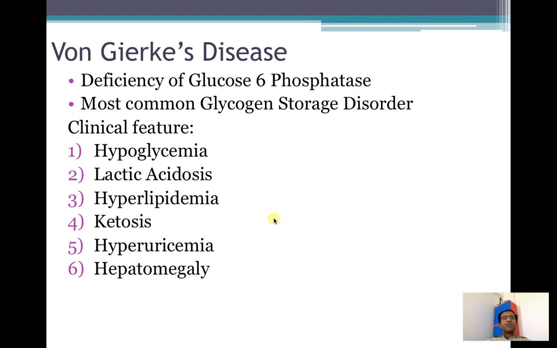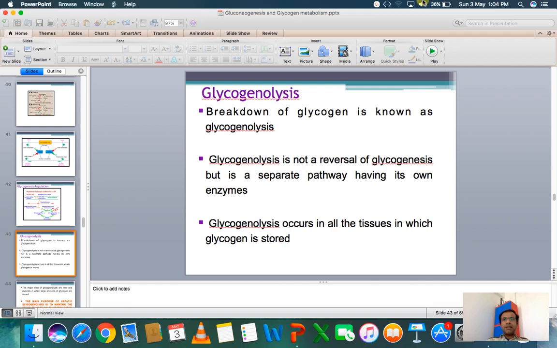Okay, fine. So if there is a question like glycogen metabolism, then you have to write both things: glycogenesis, that is the generation of glycogen, and glycogenolysis, that is the breakdown of glycogen. Okay, if there is a separate question on an individual pathway, then you have to write only that pathway itself. Okay, so that was about glycogenolysis. Thank you.